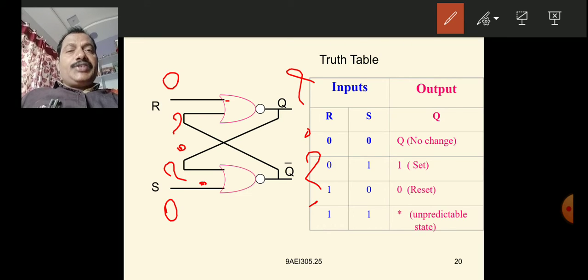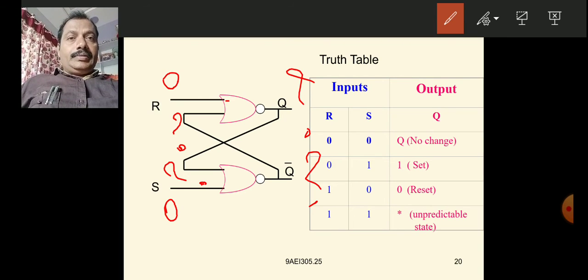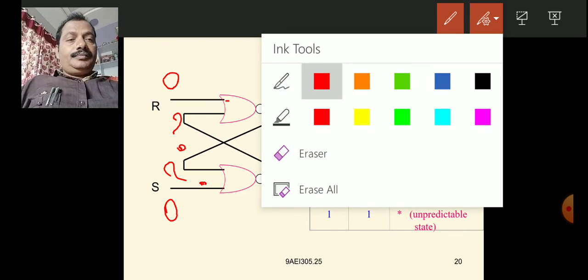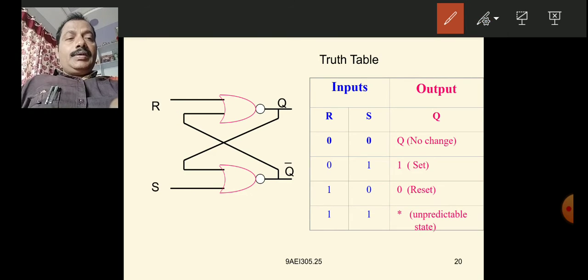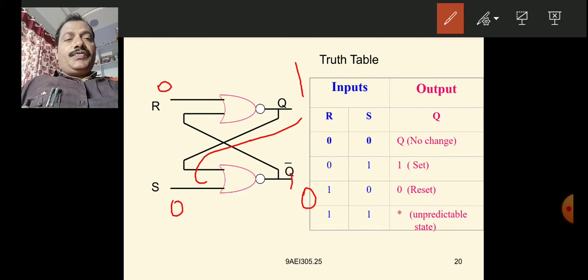Hence, let us assume outputs. So, for the 0 0 input combination, let us assume the output is 1. Q equals 1. Then Q bar is automatically 0, because the outputs are complementary. Okay, we assumed 1 0. Now let us analyze. This 1 is fed back to this NOR gate and this 0 is fed back to this NOR gate.